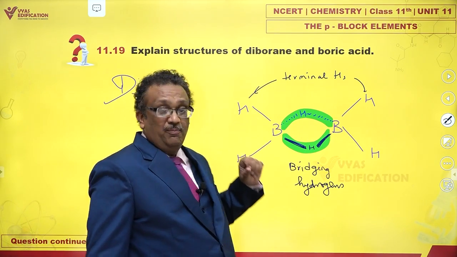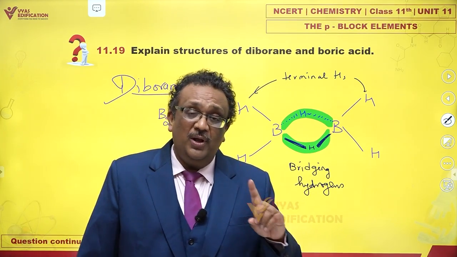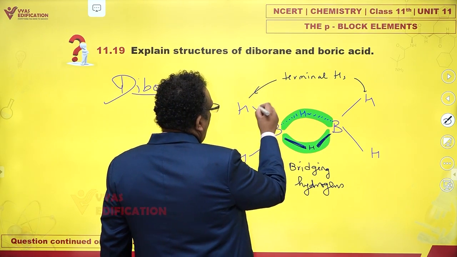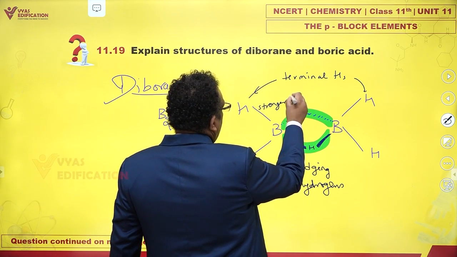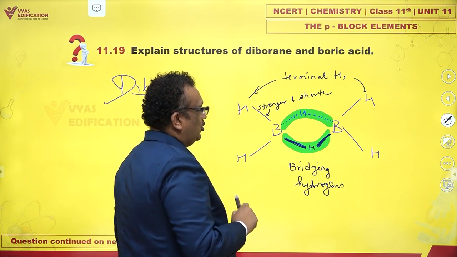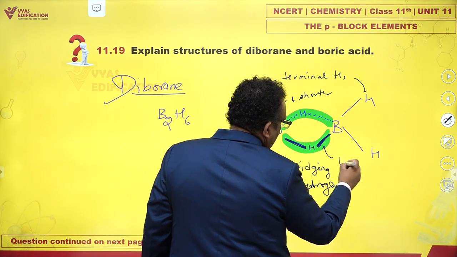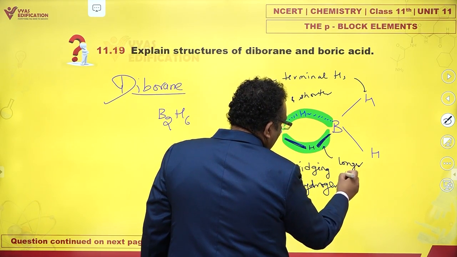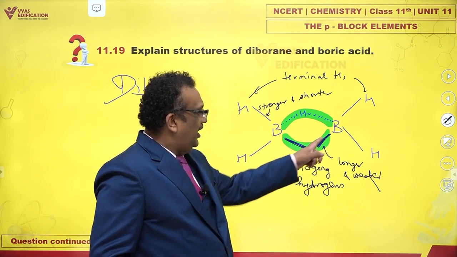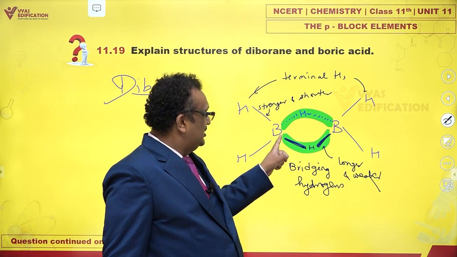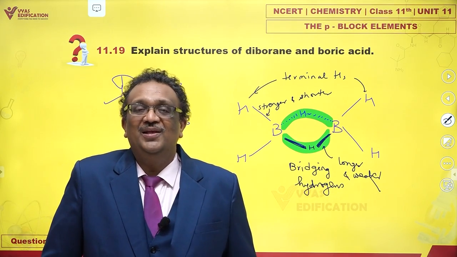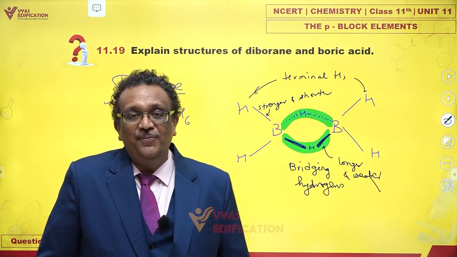Two mutually perpendicular planes, 4 normal BH bonds, and terminal bonds are stronger and shorter. These bonds are stronger and shorter. These are longer and weaker. Why? They are weaker because bond order is only half. This is a full bond. This is half, half, half, half. That is the way you should count them. This, my dears, is the structure of diborane.